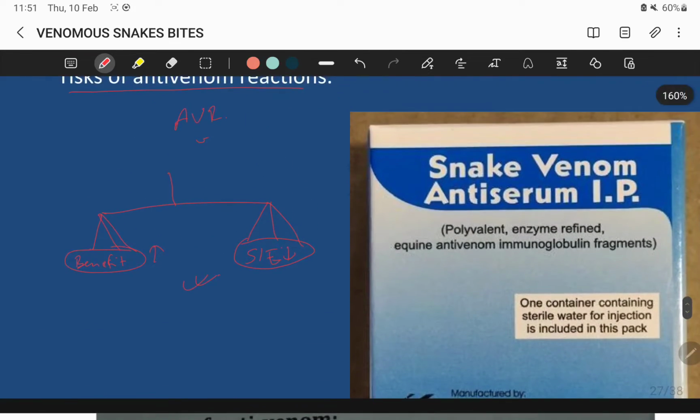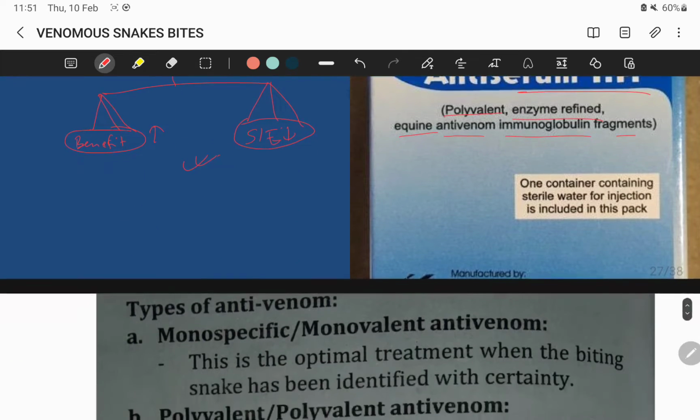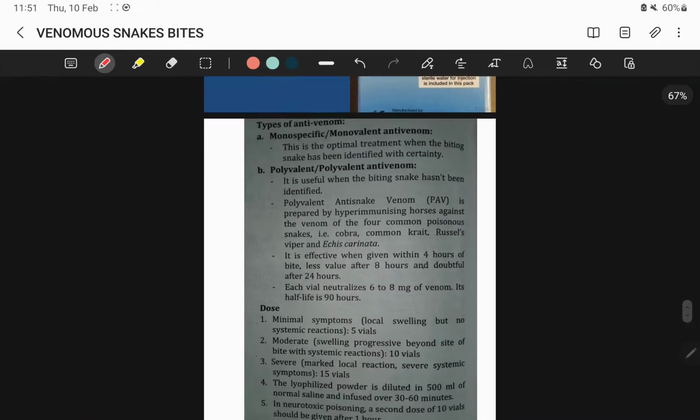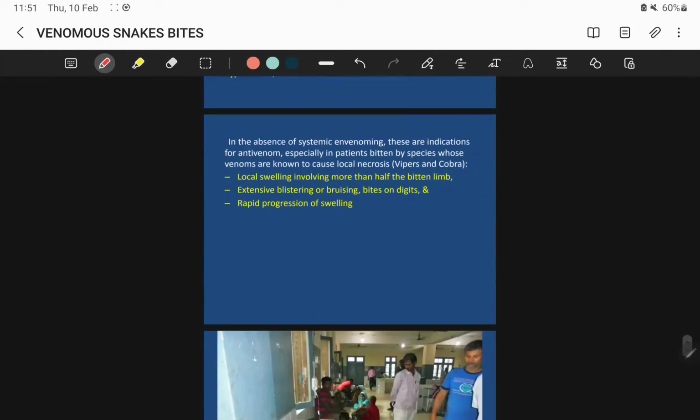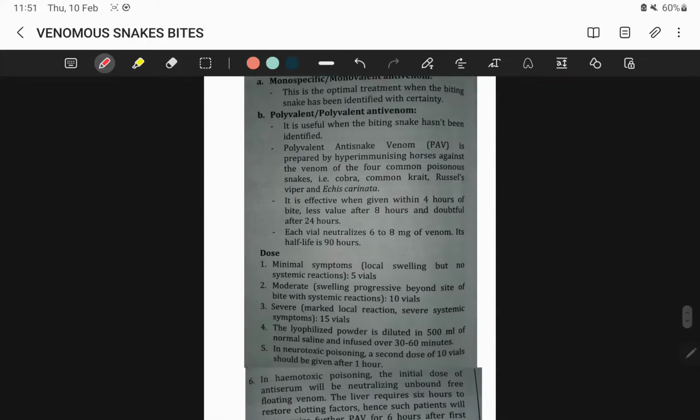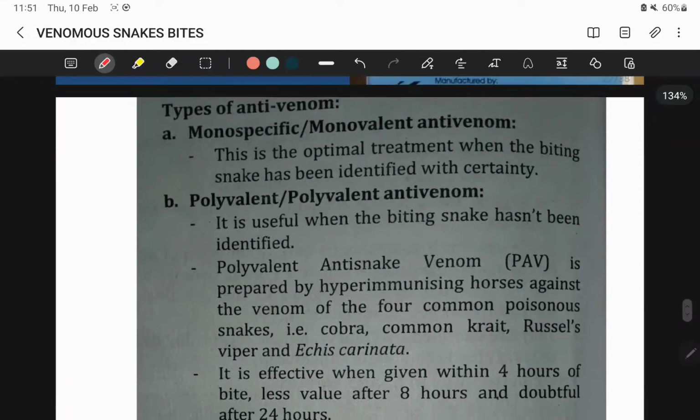So look here, this is snake venom antiserum, that is polyvalent enzyme refined equine antivenom immunoglobulin fragments. Now let's go to types of antivenom. This is a very important thing, and we are very close to the end of this lecture, about 20 more minutes, so stick with me.